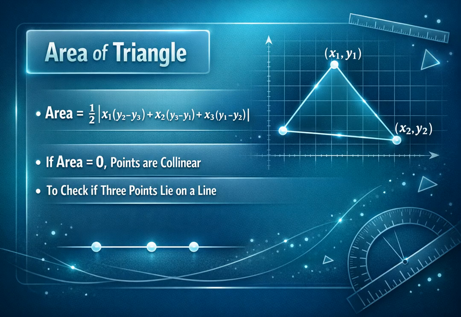The area of a triangle with vertices (x1, y1), (x2, y2), and (x3, y3) equals 1/2 times the absolute value of x1(y2 - y3) + x2(y3 - y1) + x3(y1 - y2). If the area equals 0, the 3 points are collinear. They all lie on the same straight line.